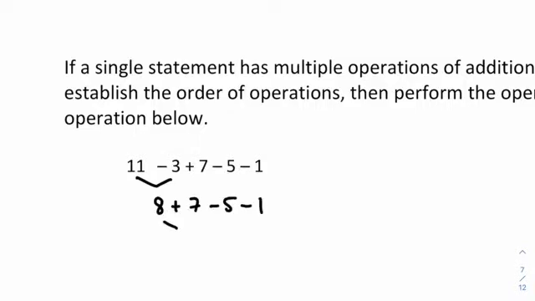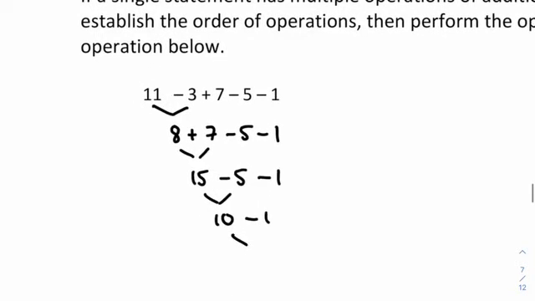I'll rewrite the rest. Then I do the 8 and 7. Add those together. We get 15. Then I do the 15 minus 5, we get 10. And then finally we do the 10 minus 1, and we get 9. And so we could join all these with equal signs and tell the truth.